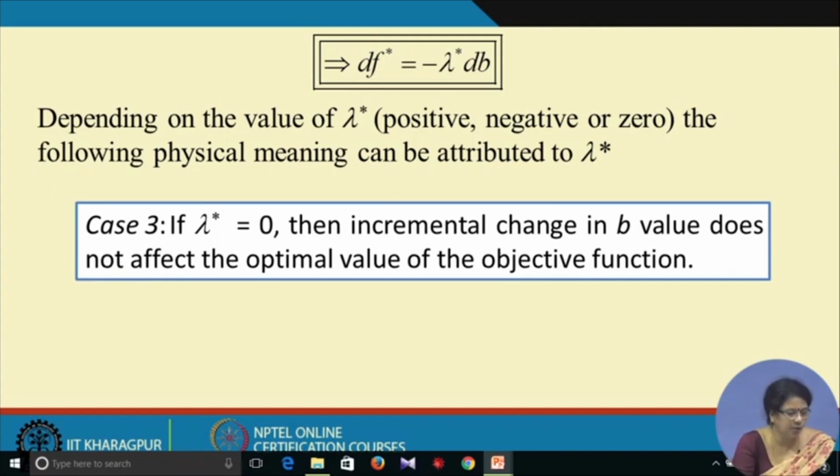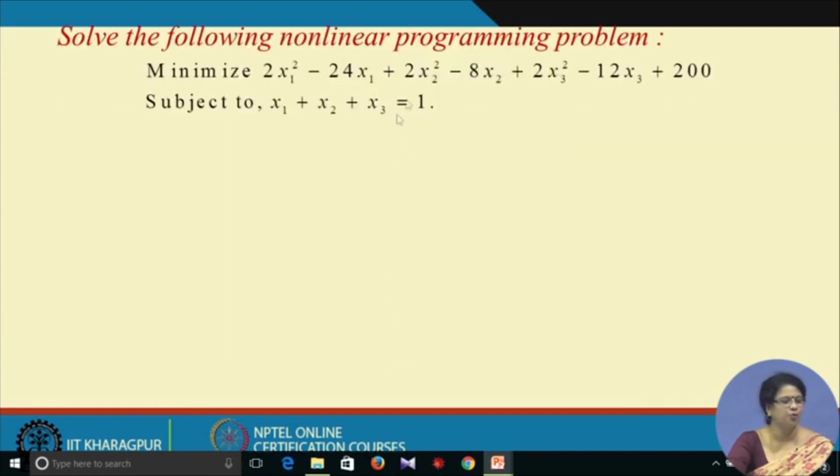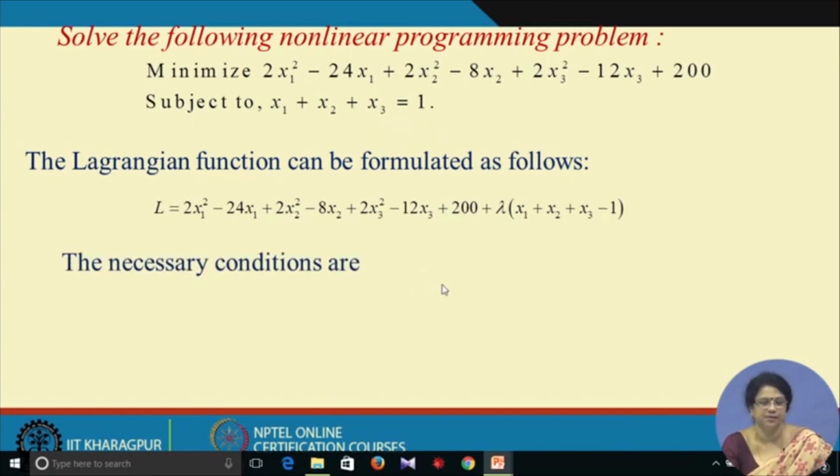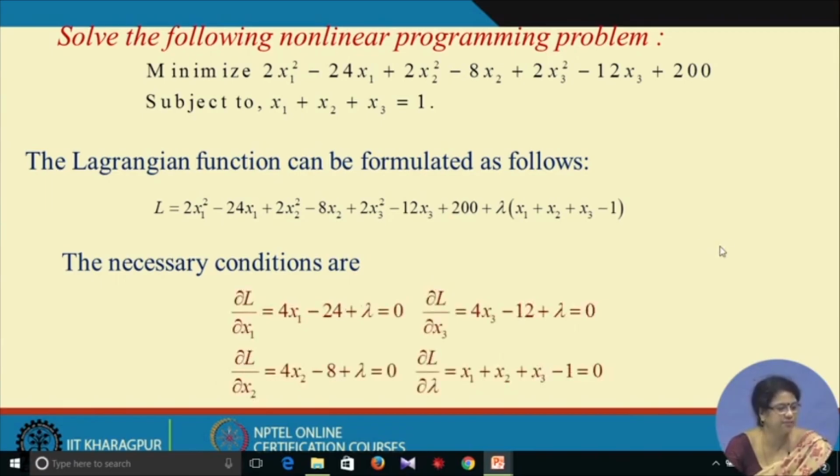Okay. Now, that is all about the interpretation of the Lagrange multiplier. Now, I am applying the Lagrange multiplier technique to a problem where we have an equality type of constraint and several decision variables. Here I have considered only one decision variable. This is of minimization type, and this is the necessary condition for it.